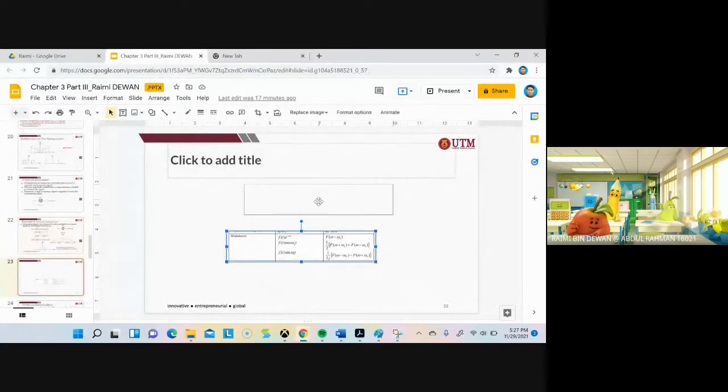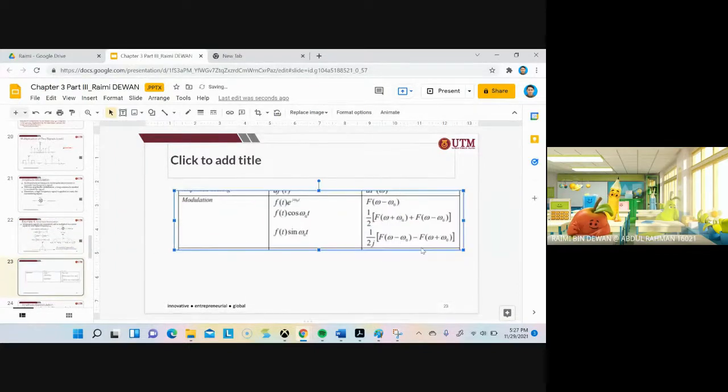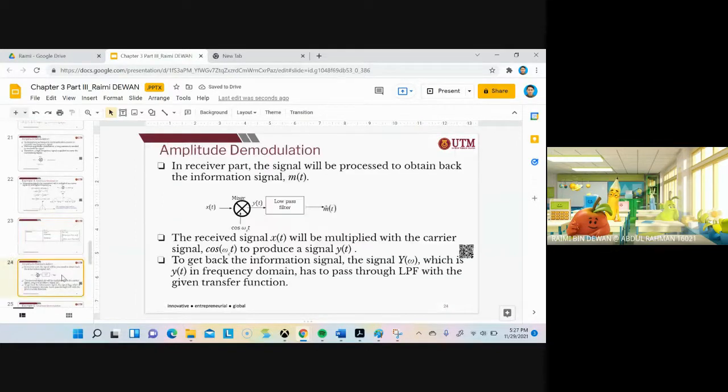This one I meant to show to students, and I forgot to show. This one is from the table. This is amplitude demodulation. You can see here, this is at the receiver part, where we try to retrieve our information signals. Then we introduce again our carrier frequency, because we want to demodulate. The received signal xt will be multiplied with the carrier signal, the one that we used in the modulation stage, to produce the signal yt.